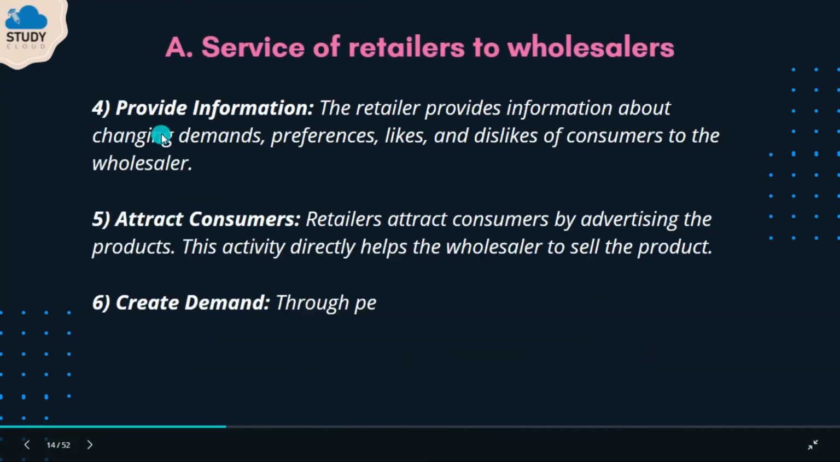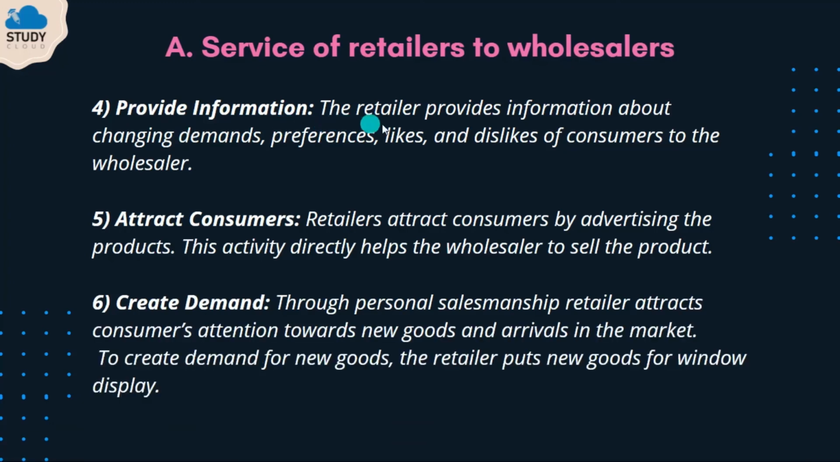Fourth is provide information. The retailer provides information about changing demands, preferences, likes and dislikes of consumers to the wholesaler. Now, retailers are in direct contact with the consumers, so they will be aware about all the needs, requirements, preferences, likes and dislikes of the consumers, and retailers will provide all the information about it to the wholesaler, and then the wholesaler can further give this information to the producer.